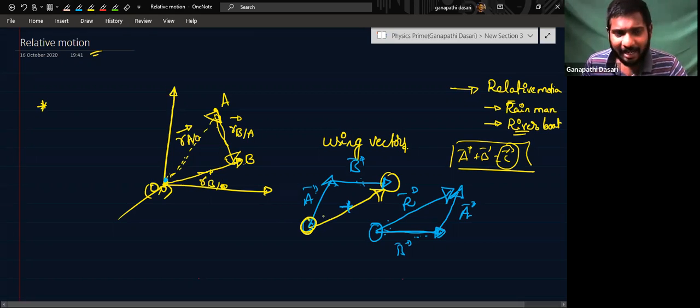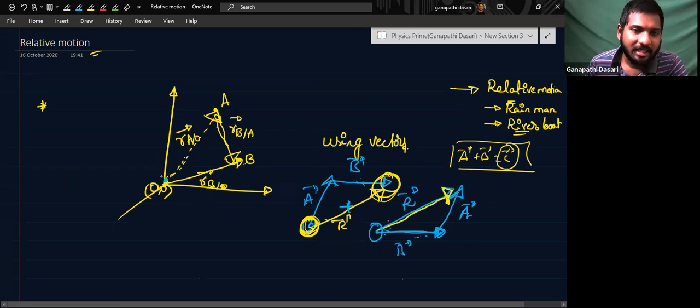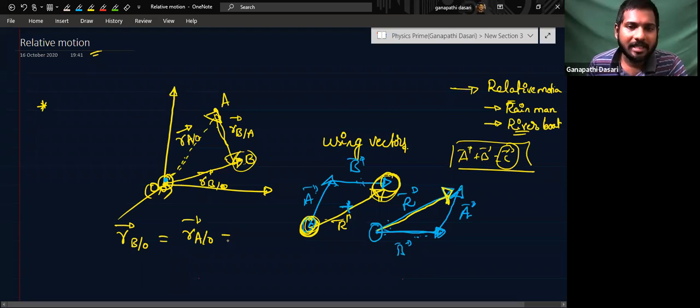You see, I added A plus B also, I got the same result. B plus A also, I got the same result. Similar angle, similar orientation, both of them. The important point is, the resultant vector will have two tails and two heads, isn't it? Like that, here you see, this has two tails, two heads. That means RBO is equal to RAO plus RBA. You got it?